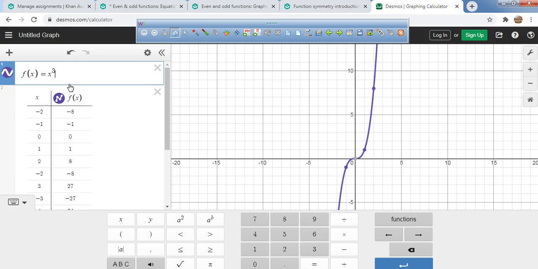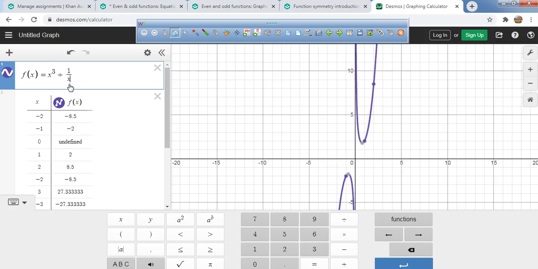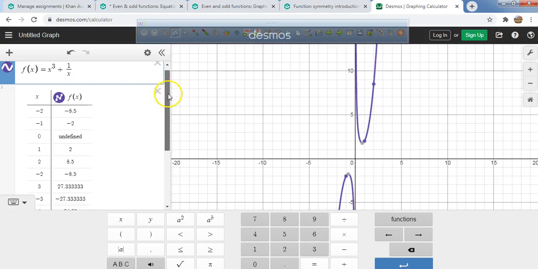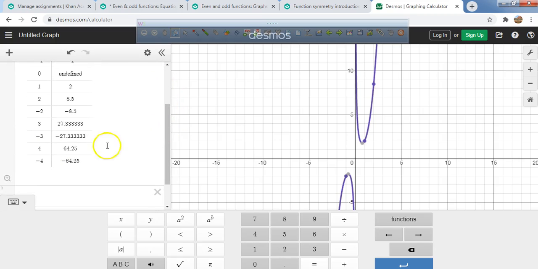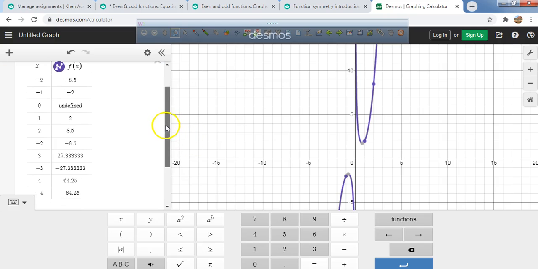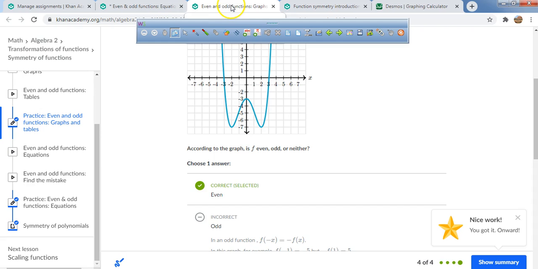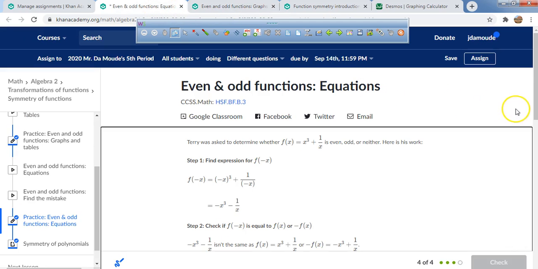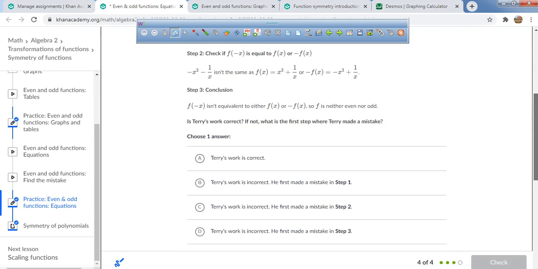Delete that right there and put plus 1 over x. So remember the rule. You can kind of see it right here. Look, 3, 23 and a third, negative 3, negative 23 and a third, 2, 8.5, negative 2, negative 8.5. Negative 1, negative 2, 1, 2. You can see that this is clearly an odd function just by looking at the table and the graph. So, I'm sorry to say this, but Terry, you made a mistake.